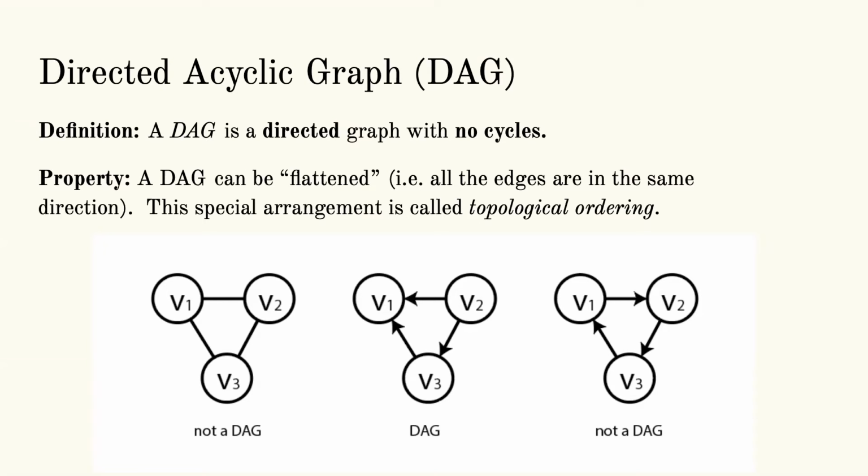So here you can see three graphs. The first one is not a DAG because it is not even directed. And the second one is a DAG because it is directed and it has no cycles. And the third one is not a DAG because you can see there is a cycle here.